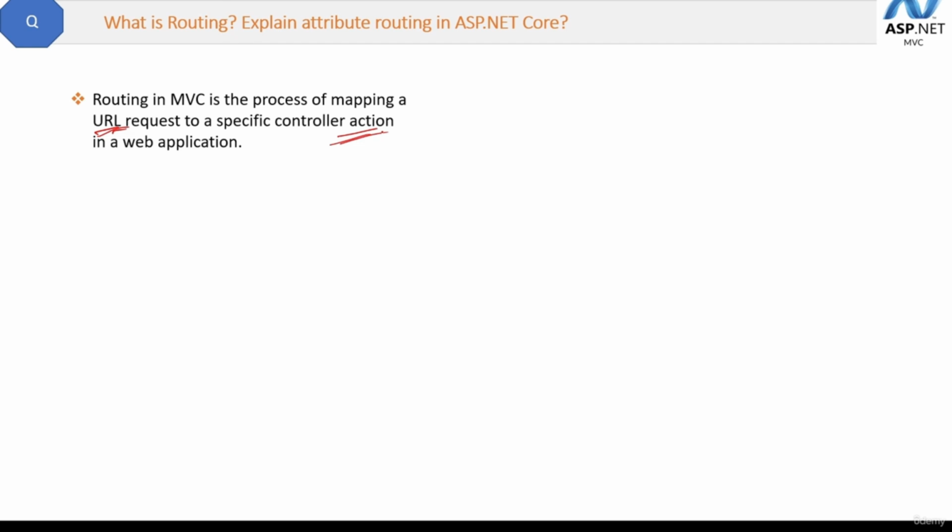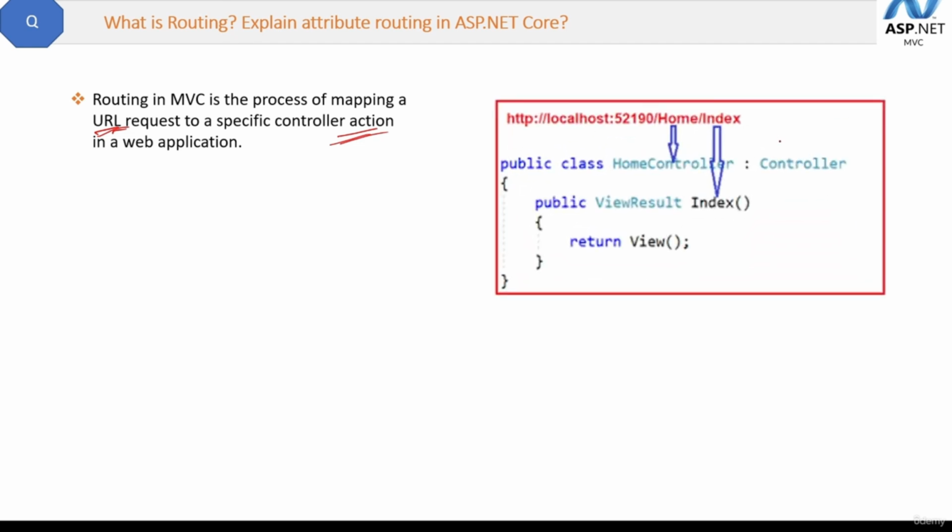For example, see this controller. Now when the request comes, by looking at the URL, the .NET Framework will automatically identify that this home in the URL is the controller name and this index is the action method name. This automatic mapping via URL is routing.